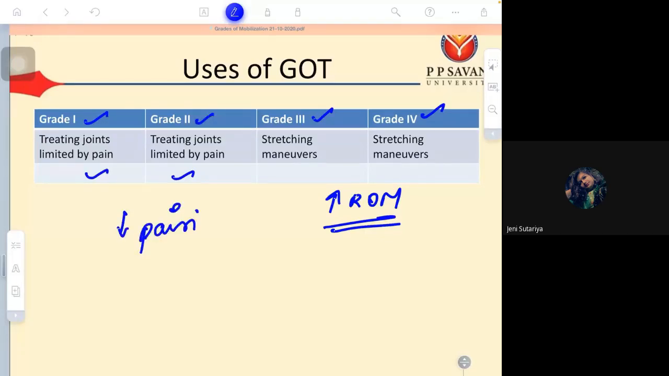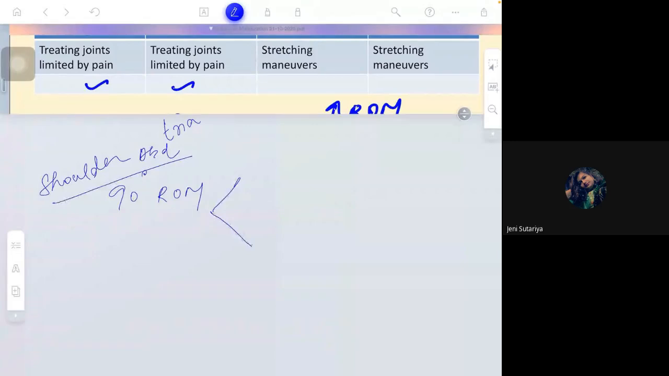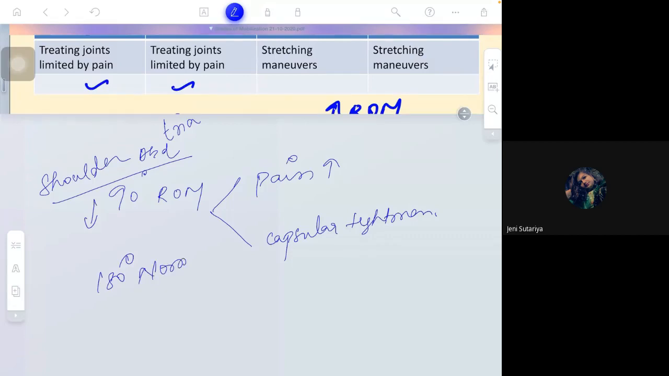Clear? Suppose a patient is coming with 90-degree range of motion at the shoulder, 90-degree shoulder abduction. I have already told you it may be due to two reasons. Range of motion will be restricted either due to increased pain or due to capsular tightness. These are the two major causes for reduced range of motion. Normal is 180 degrees, and here it is 90 degrees because of two reasons.